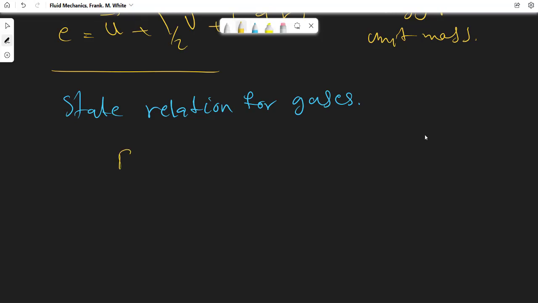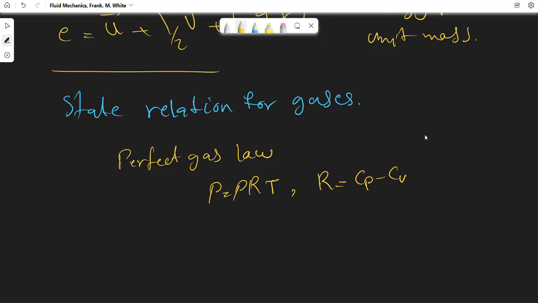Perfect gas: p equals rho R T, and R is the gas constant, where the specific heats Cp and Cv will be described later and are available in the tables.